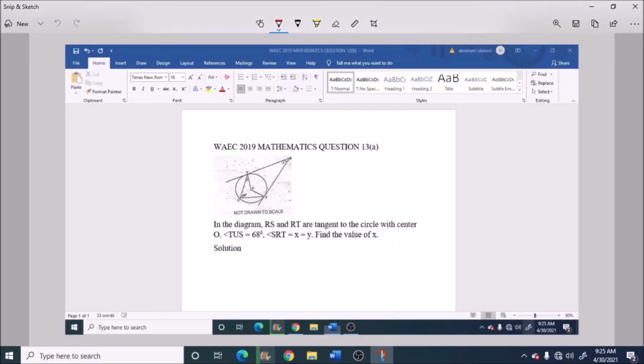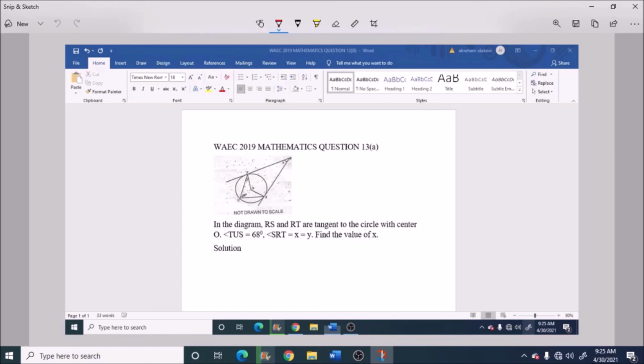Hello and welcome. Today I will be answering WAEC 2019 mathematics question number 13A. Now in the diagram, RS and RT are tangent to the circle with center O. Angle TUS is equal to 68 degrees. Angle SRT is equal to x. Find the value of x.